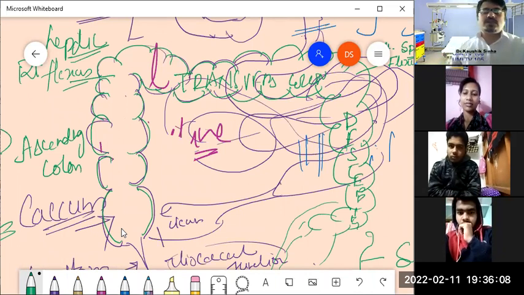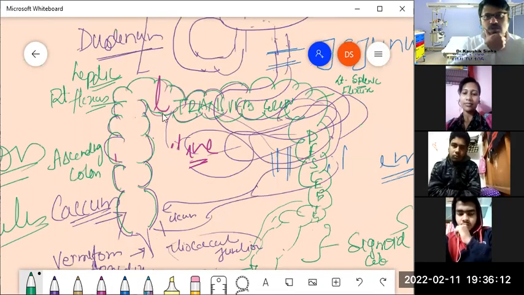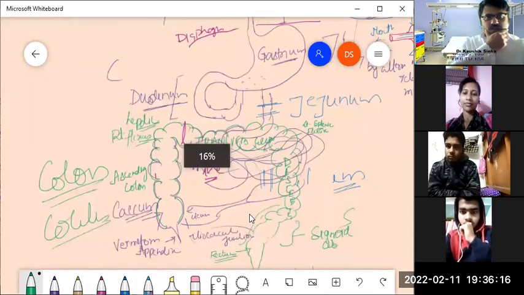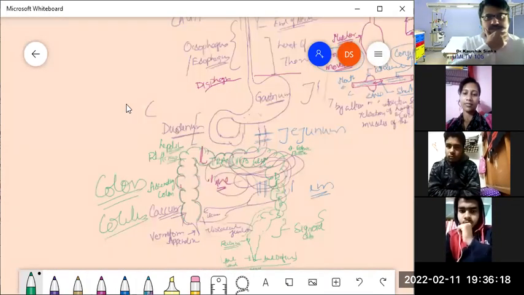So these are the 3 different parts of this entire tube called the colon: ascending, transverse, and descending. And this is how the entire digestive system structures and the parts are present.